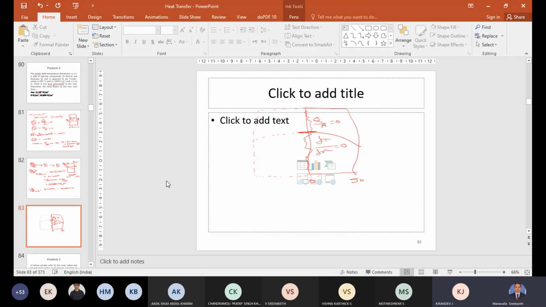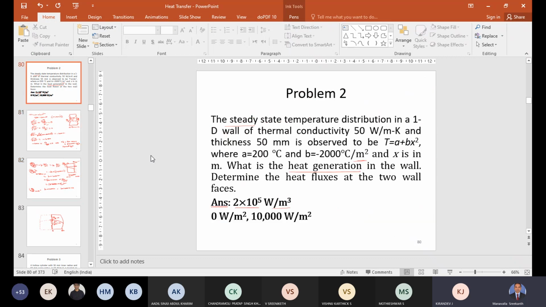So we are given the temperature profile inside a plane wall, and we are told that there is some heat generation. Based on that, we could evaluate the value of the heat generation. It turned out to be 2 multiplied by 10 power 5 watt per meter cube, and the heat fluxes on either side are 0 and 10,000 watt per meter square.